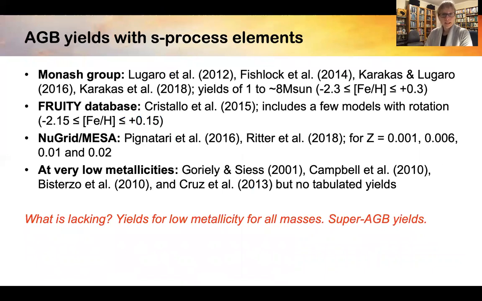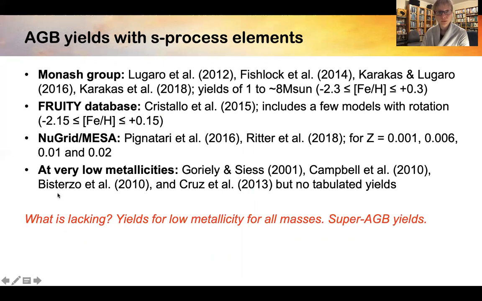Okay, other people have made S process yields. The Monash group have a whole lot of yields that have been published, but there's also the FRUITY database by Sergio Cristallo. He's a lead on this, including a few models with rotation covering a large range in metallicity. The new grid models by Pignatari, Ritter, and I think also Umberto Battino. I should update this with some of Umberto's latest results.